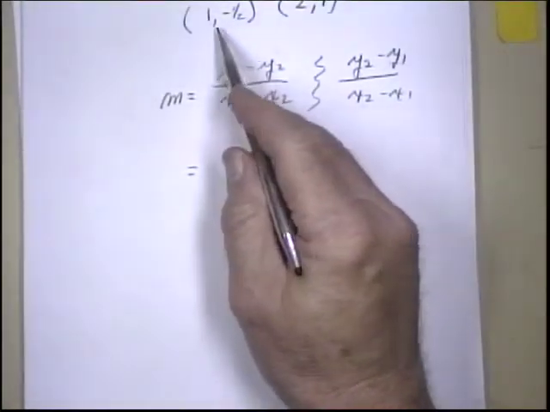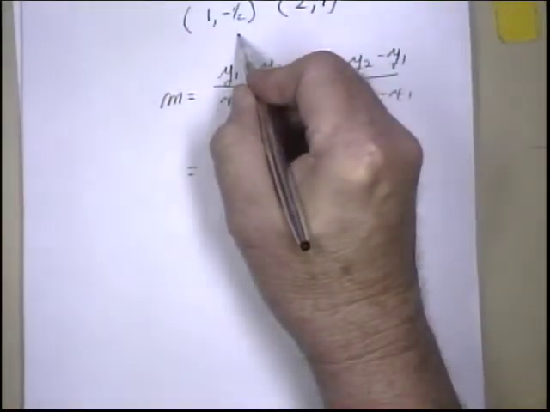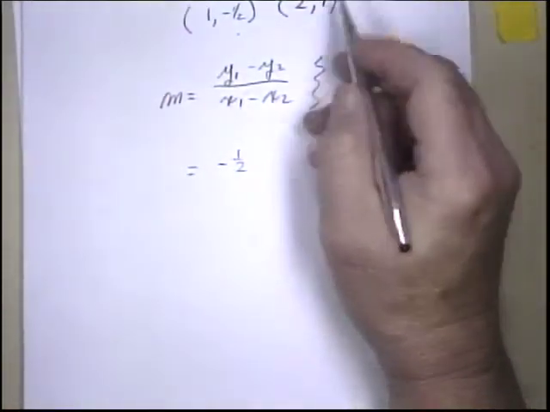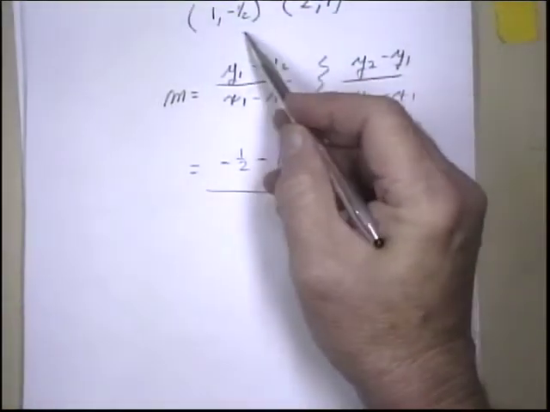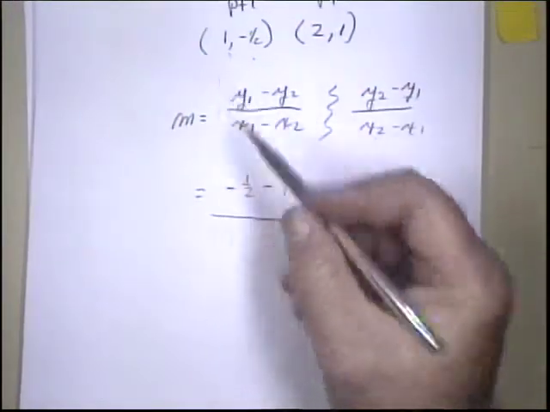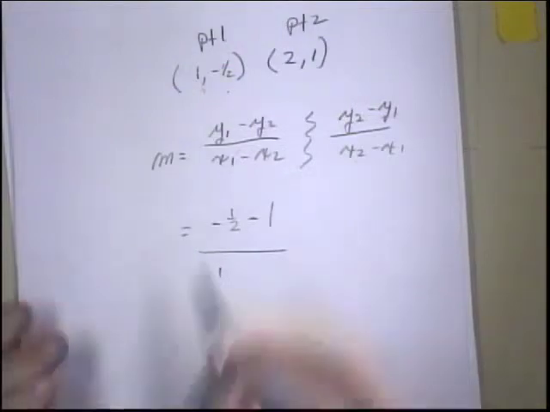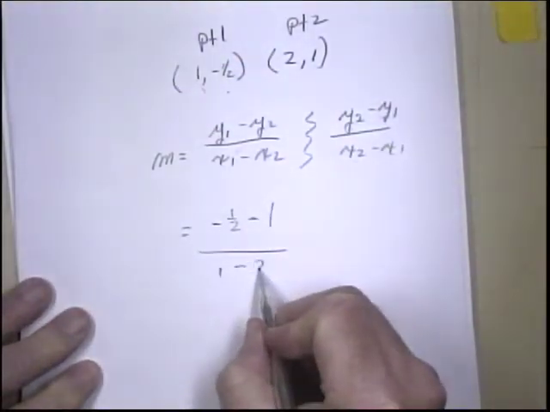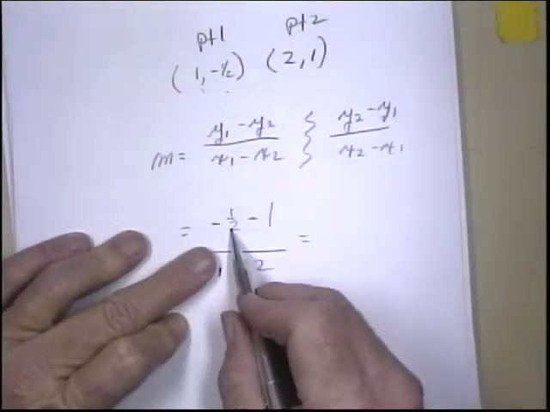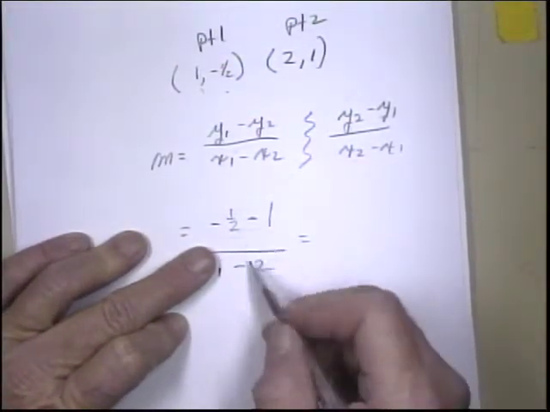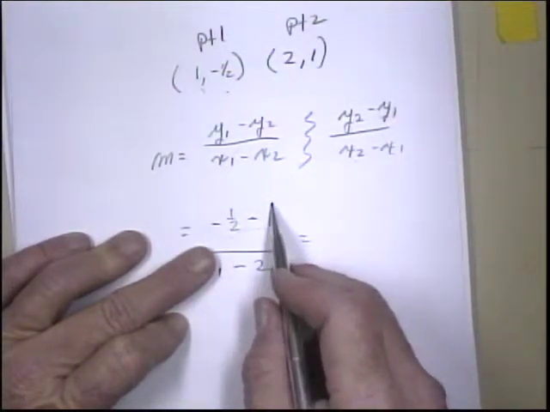Our y in point 1 is minus 1/2. This is our y value. Our y in point 2 is 1. Divided by our x in point 1, which is 1, minus our x in point 2, which is 2. Now, we have a fraction here. In order to subtract fractions, we have to have a common denominator. The denominator would be 2. How many halves in 1? Well, there's 2 halves in 1.